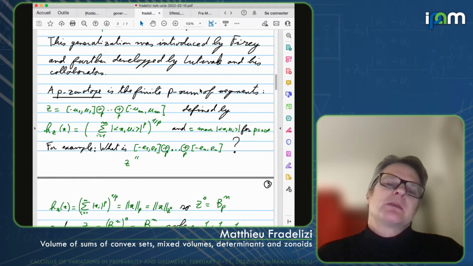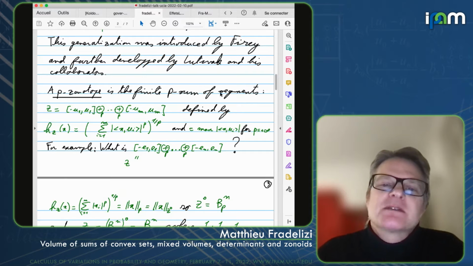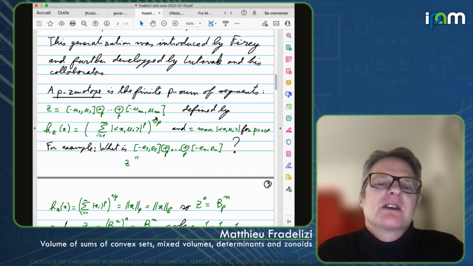Okay, and so I'm interested in p-zonotopes and p-zonoids. A p-zonotope is just a finite p-sum of segments. Like this, so this is a p-zonotope. It can be written as a finite p-sum. There is associativity of the p-sum, so I can write it without parentheses.